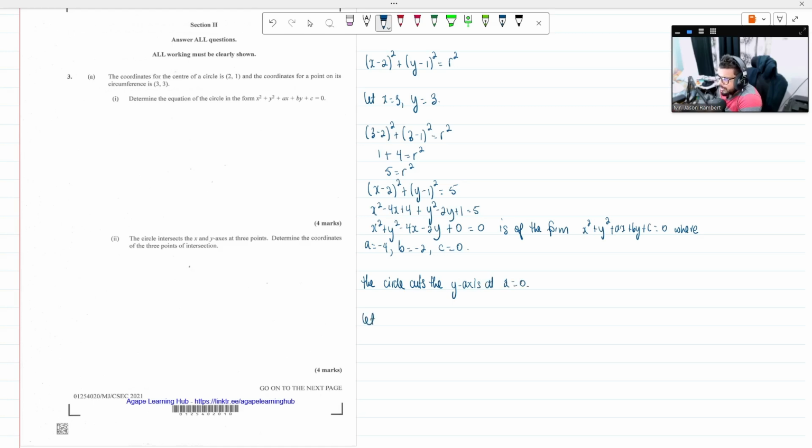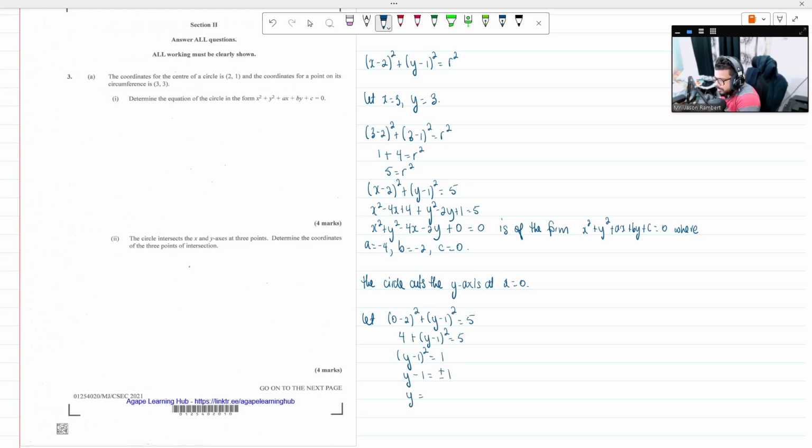So I go, using this form of the equation, right? Let 0 minus 2 squared plus y minus 1 squared is equal to 5. It's going to be 4 plus y minus 1 squared is equal to 5. Move it across. Y minus 1 squared is equal to 5 take away 4, which is 1. Square root both sides. Y minus 1 is going to be plus or minus 1.